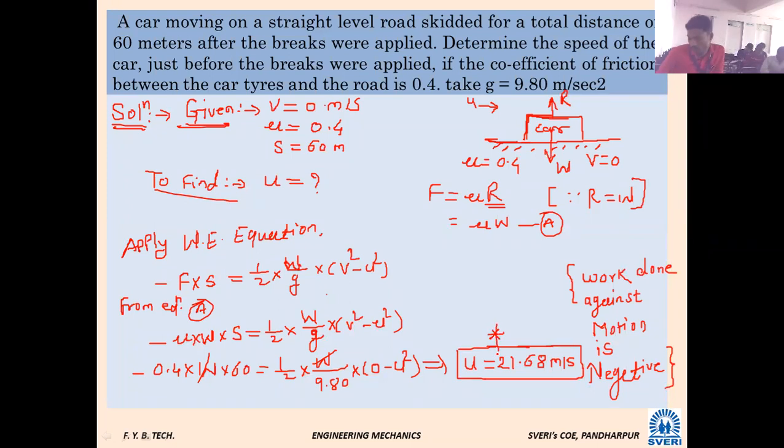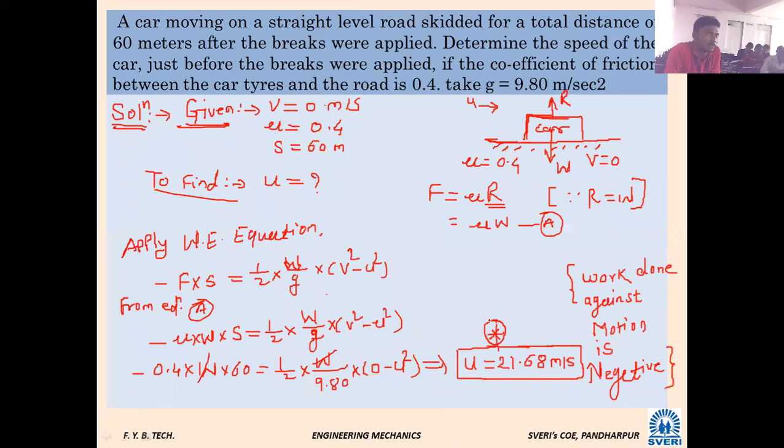Are you with me? Yes, sir. Are you getting it? It is very simple. We have applied the work energy equation. What is the work energy equation? Work done by the force is equal to the change in kinetic energy: F into S is equal to 1/2 into W divided by G into V square minus U square. So why have we taken work done as minus? Work done against the motion will be negative. That's why we have taken negative.